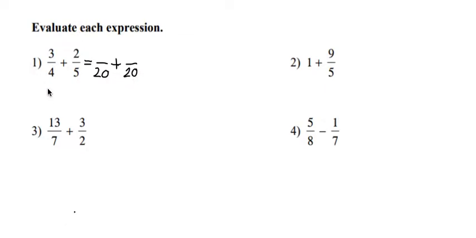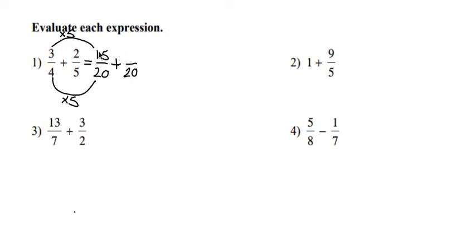If you write out all the multiples of 4 and 5, you'll find that 20 is the first number that they share. So in order to get from 4 to 20, we have to multiply by 5. Since we did that to the bottom, we also have to do that to the top. So in order to find the numerator, we need to multiply 3 by the same number. So 3 times 5 is 15.